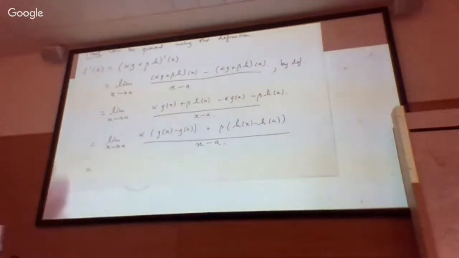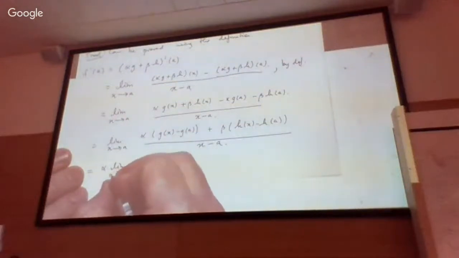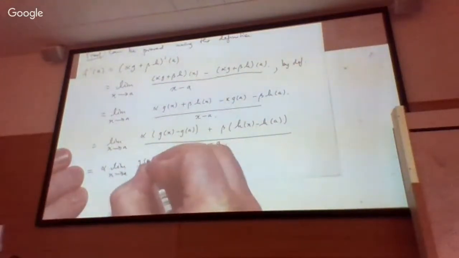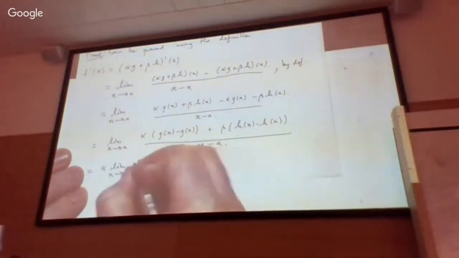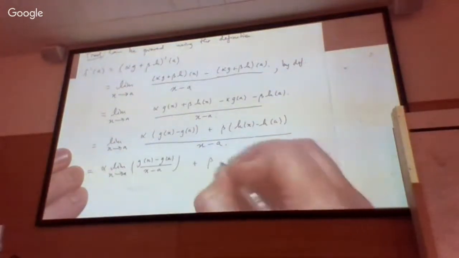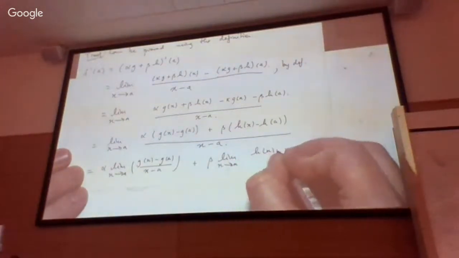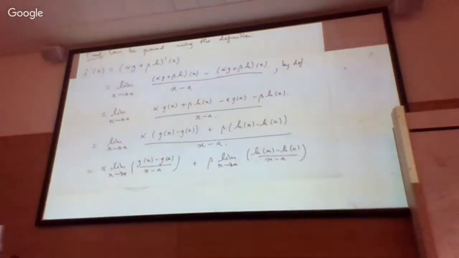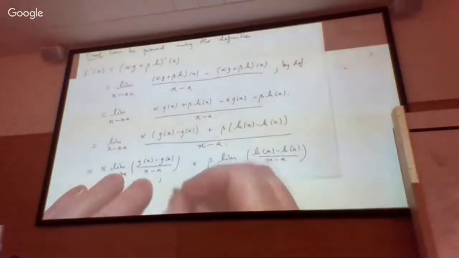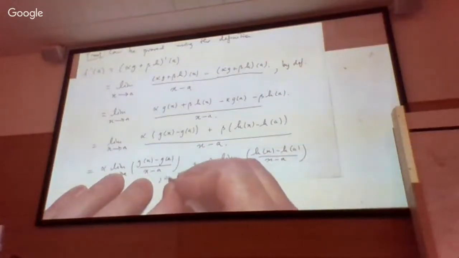So we can perform a few manipulations here and say that this is alpha times the limit as x approaches a of g of x minus g of a over x minus a, plus beta times the limit as x approaches a of h of x minus h of a, all over x minus a. So there's a few things put together there. The justification for that was mainly the algebra of limits.